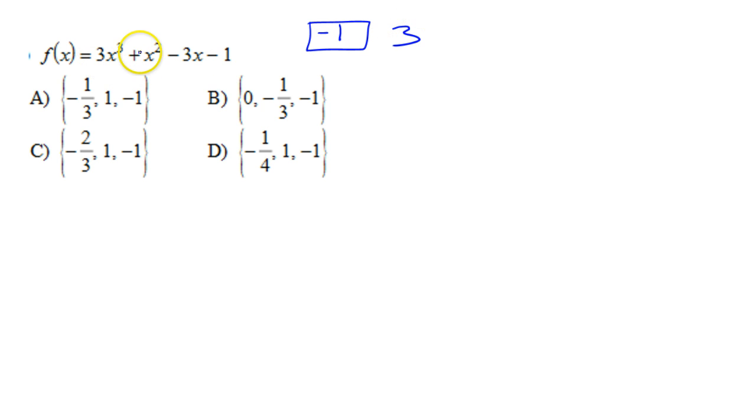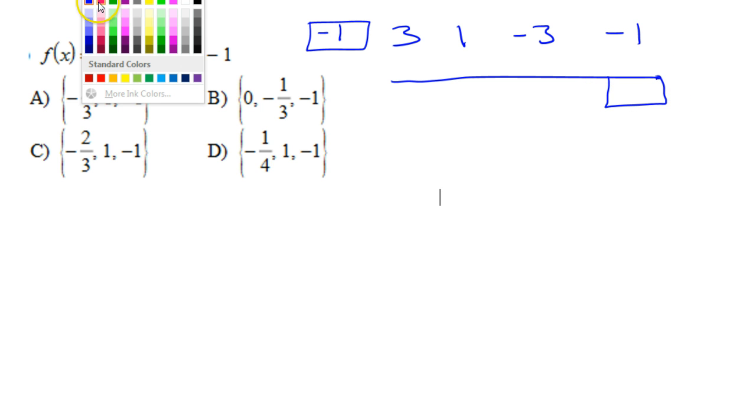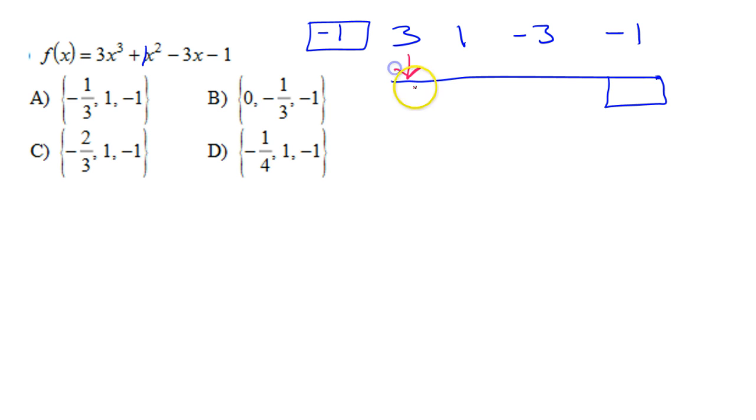So looking at my coefficients, which are 3, 1, negative 3, and negative 1. So I bring my 3 down. 3 times negative 1 is negative 3. Add these up, I get negative 2. Negative 2 times negative 1 is positive 2. Add these up, I get negative 1. Negative 1 times negative 1 is positive 1. Add them up, and of course, I get 0.